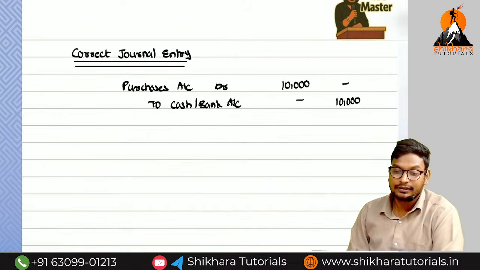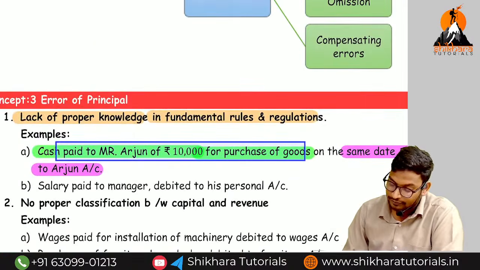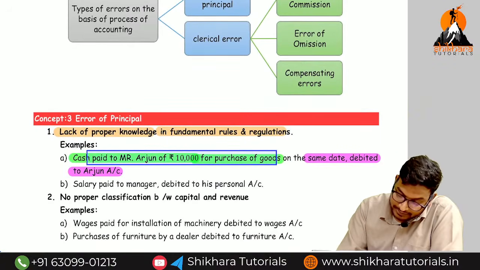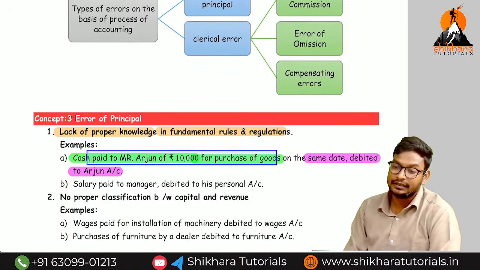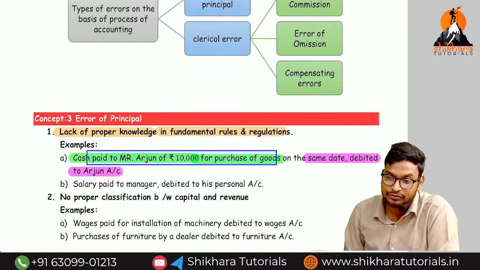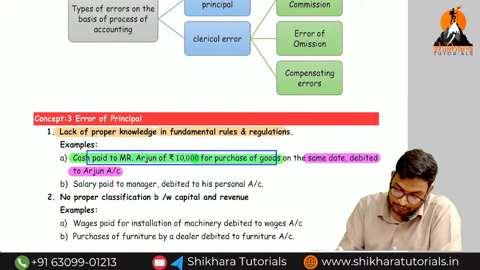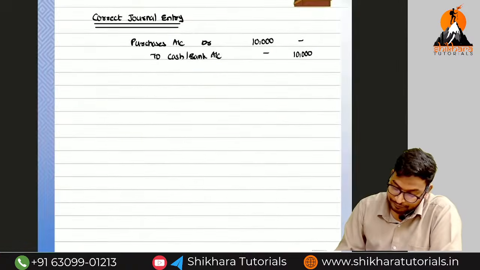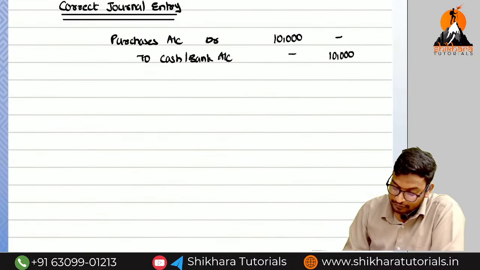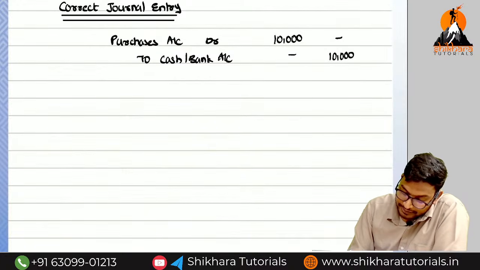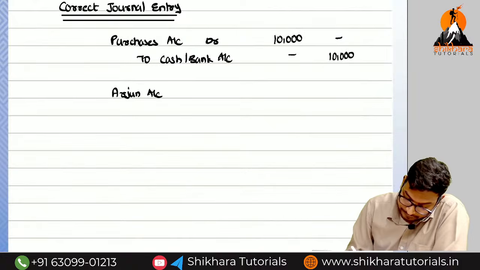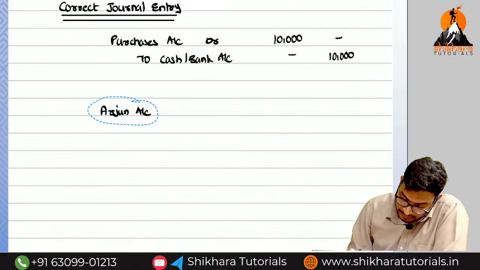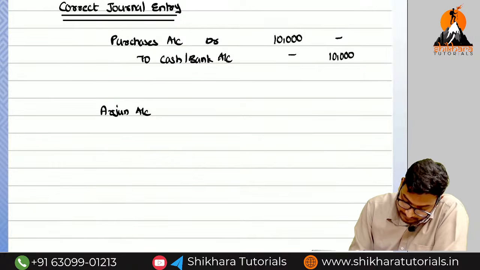Yes or no? But what have they done? See the second half. On the same date, they debited the Arjun account. Debited means on the debit side they have recorded Arjun instead of purchases. So they are not writing purchase account debited to cash account; they are writing Arjun account. So is this right or wrong? Wrong journal entry.